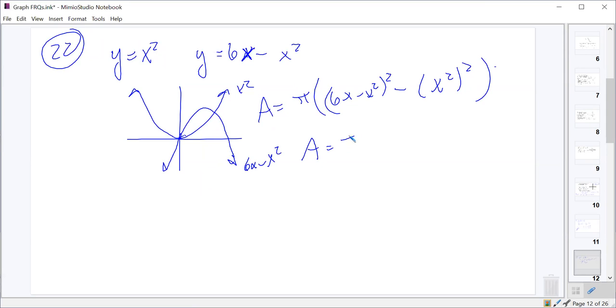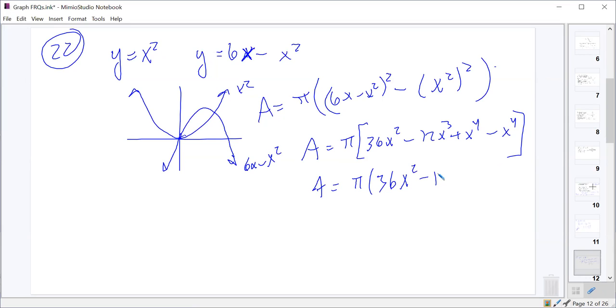So first, let's simplify it. Pi times 36x squared minus 12x cubed plus x to the 4th minus x to the 4th. Or area is pi times 36x squared minus 12x cubed. Everybody good with that being a formula for the area of any ring that we get when we revolve that around the x-axis?